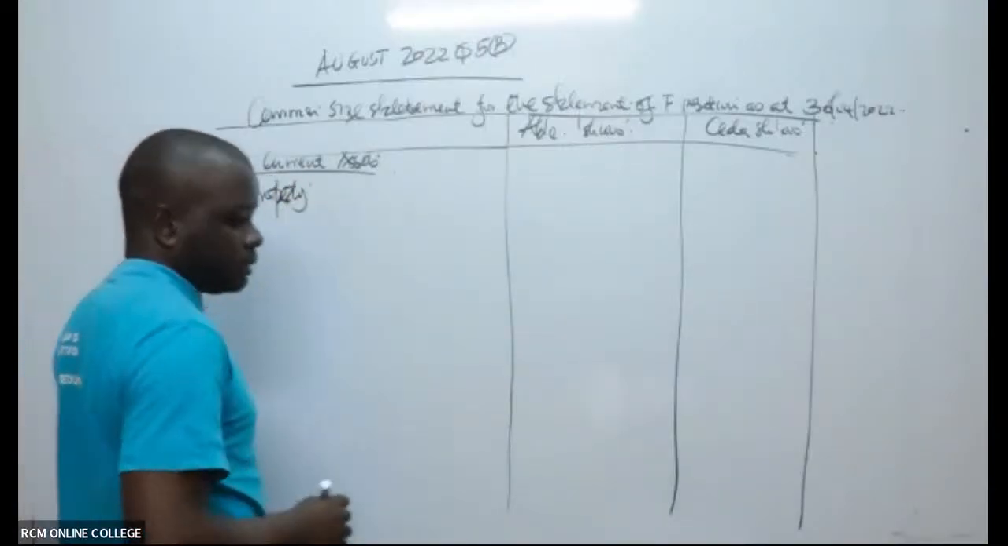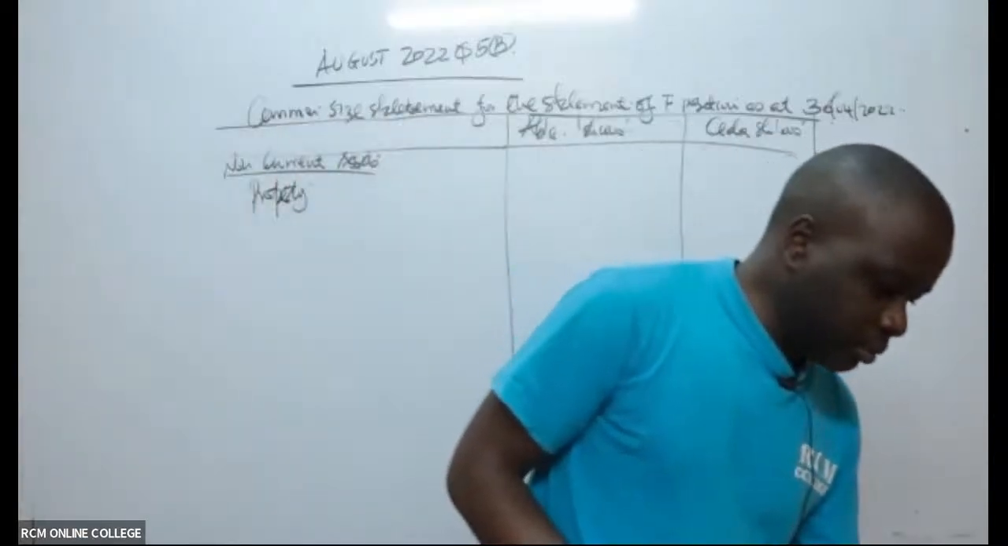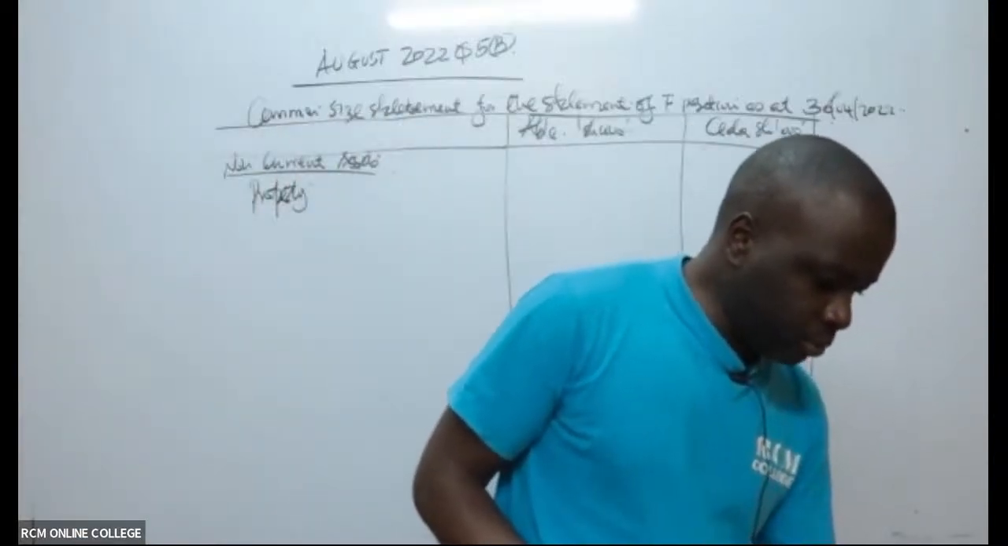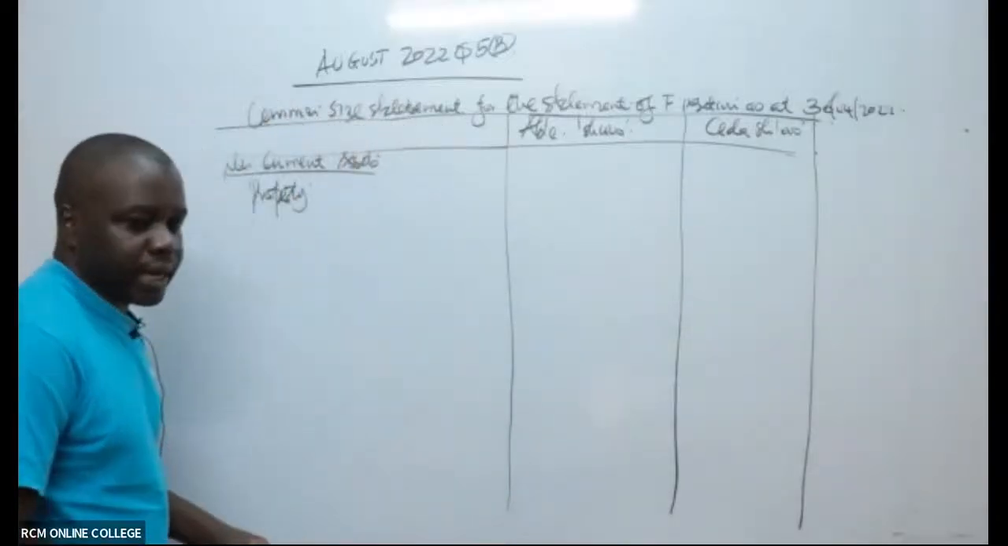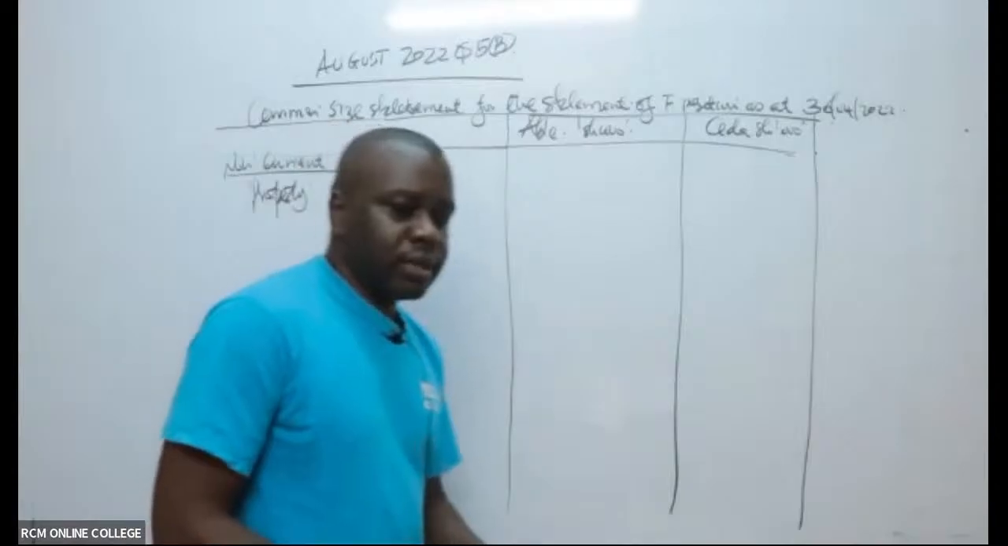It is actually property. Is it property, plant and equipment, or just property? I think it's just property. If you convert the properties to the percentage, what are you getting? Let's see whether you can remember.